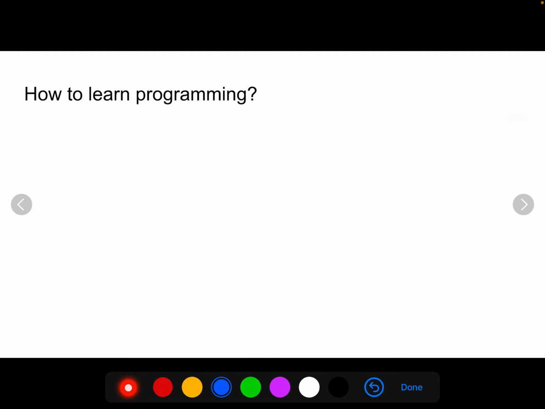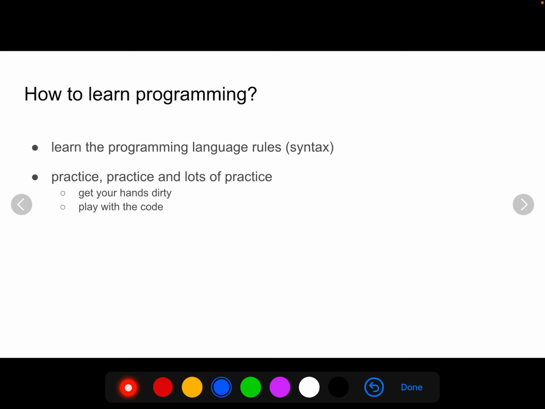Now the last question, how to learn programming? Okay, you have to obviously learn the programming language rules or the syntax. There is no escape from that. And then you have to do practice and lots of practice. You have to get your hands dirty with lots of coding, and only then do you develop that knack to come up with correct solutions or programs. Okay, so now let's get started with our journey into programming.